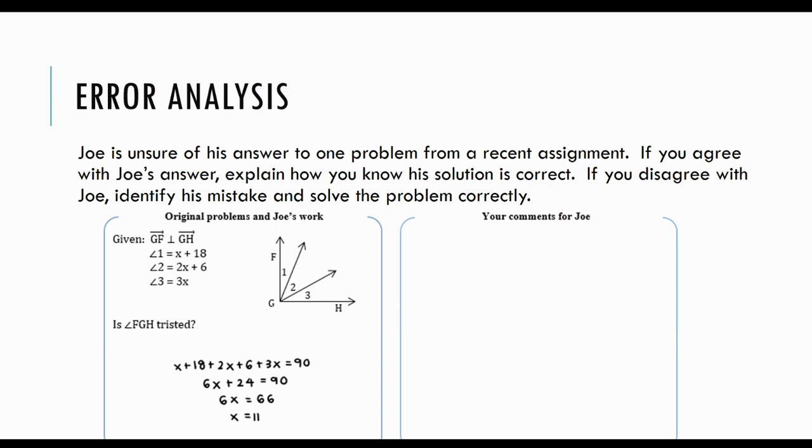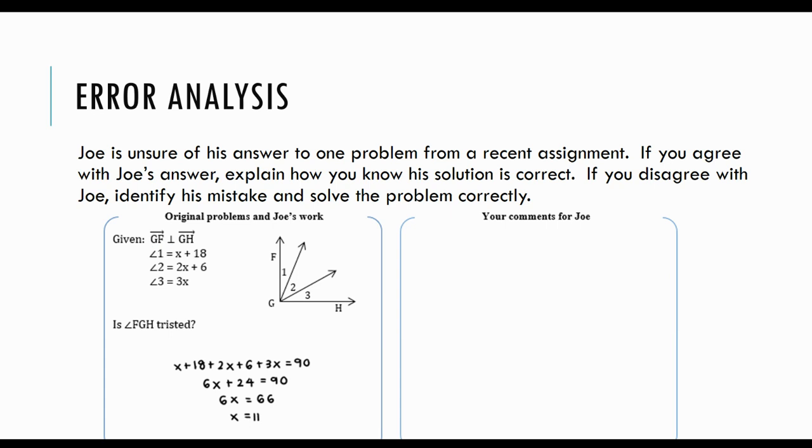All right, here we have an error analysis problem. It says Joe is unsure of his answer to one problem from a recent assignment. If you agree with Joe's answer, explain how you know his solution is correct. If you disagree with Joe, identify his mistake and solve the problem correctly. So here's our given information. We are given that the ray GF is perpendicular to GH.